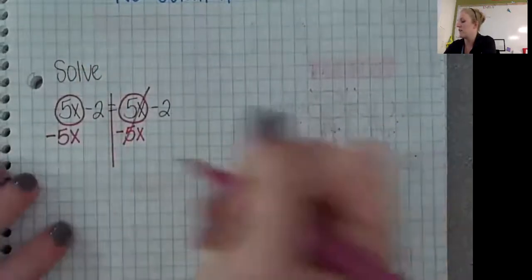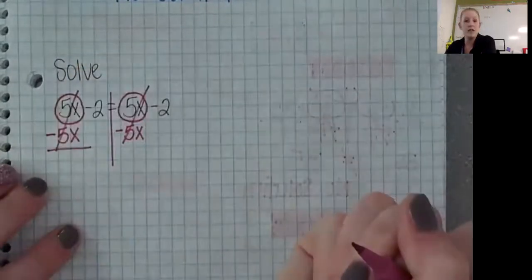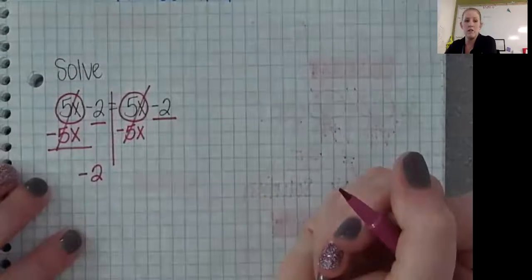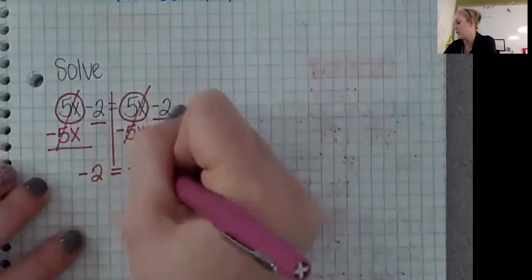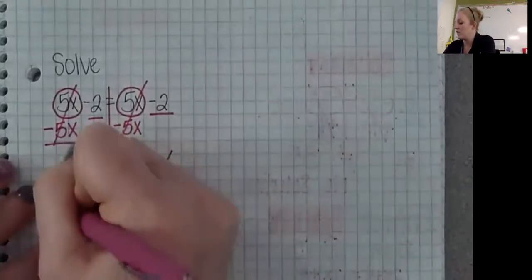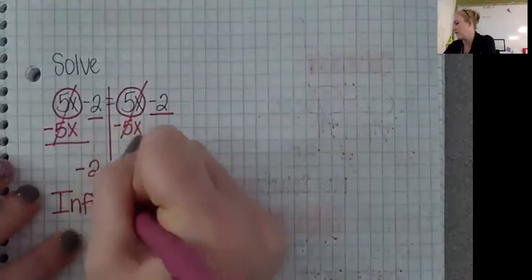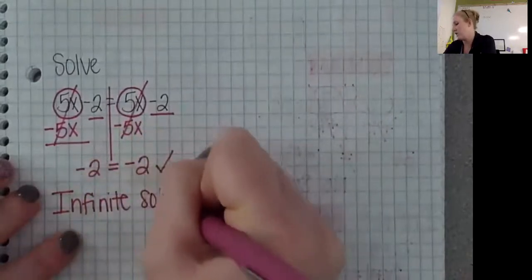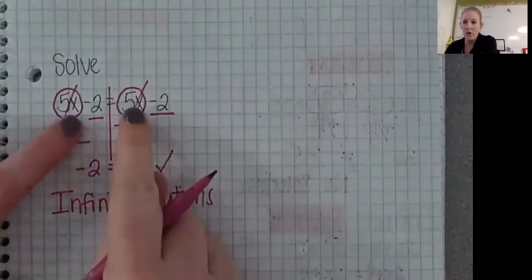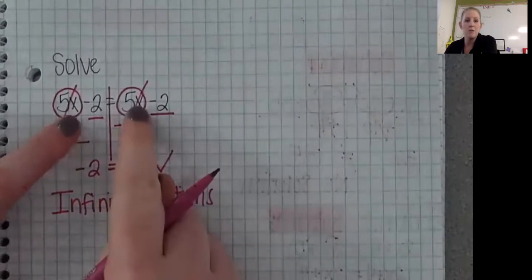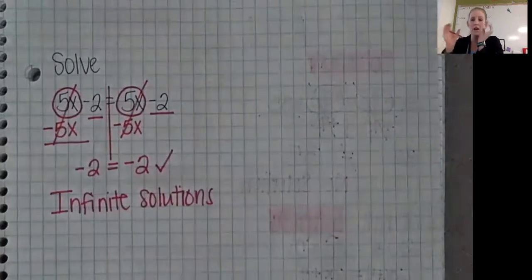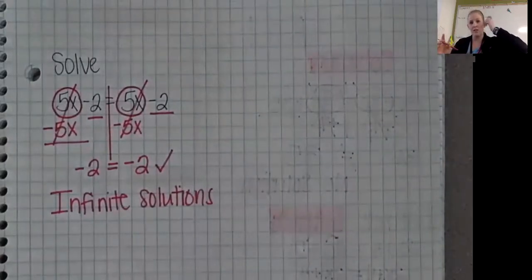So 5x minus 5x cancels. 5x minus 5x cancels again. So it'd be -2. I'm just bringing those numbers down. Equals -2. Does -2 equal -2? It does. So our answer is infinite solutions. I could plug in any number I want here. Like I could plug in 1 or I could plug in 0. It doesn't matter what number I plug in, since these sides of the equation are the same. It's going to give you the same answer.